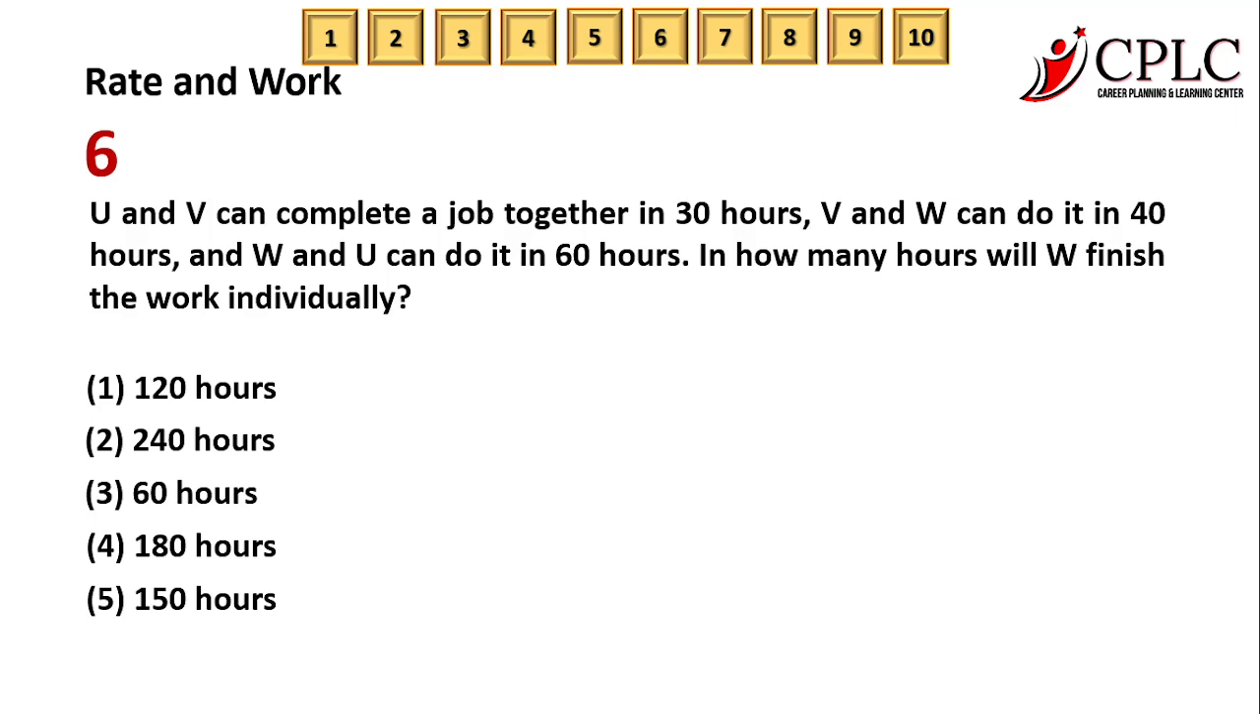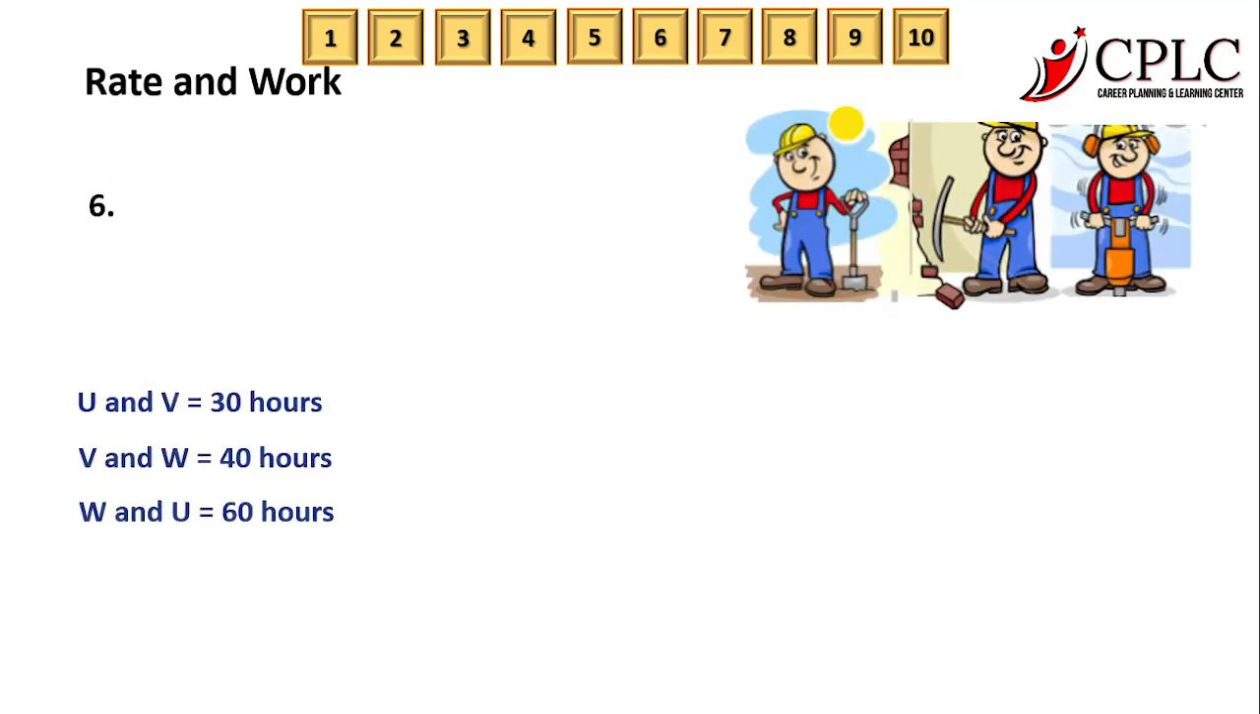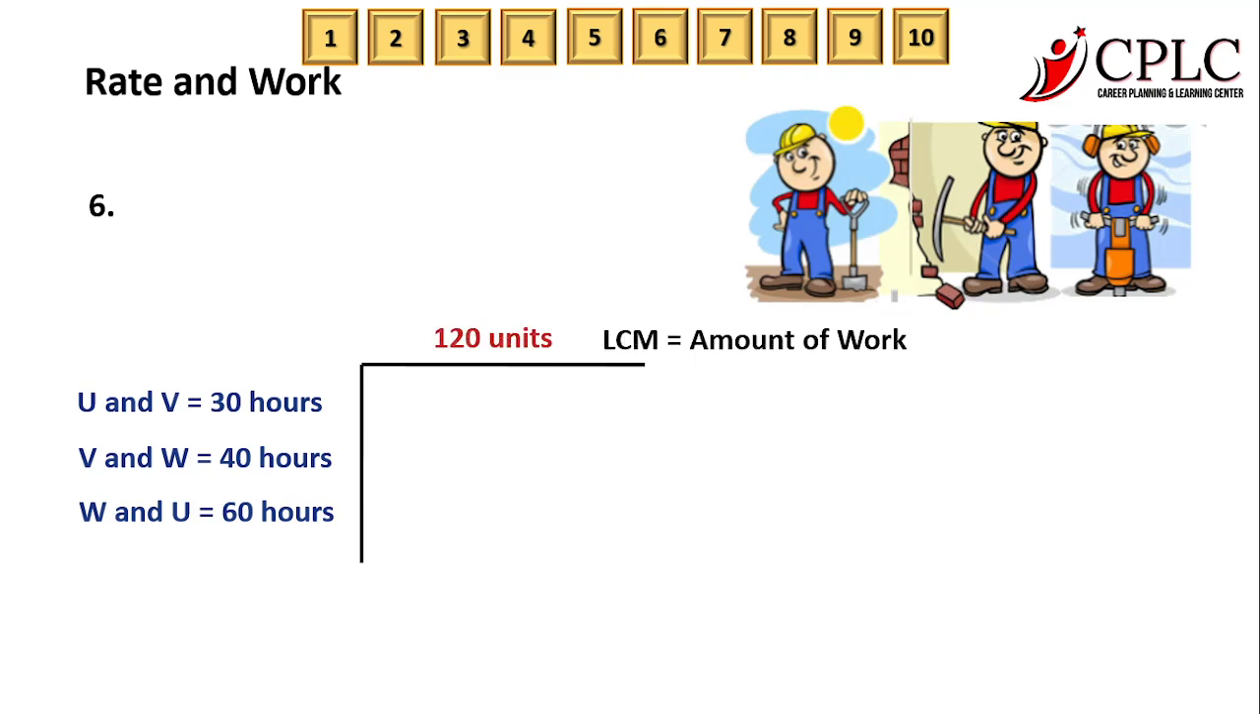So a different variety again. So far we have seen only single people working. Right now they are working in pairs. So that's how you first understand that it's a different type. But the calculation and the thought process will remain the same because we have to find out W alone's time. So let's do the initial working again. So U and V take 30 hours, V and W 40 hours, W and U 60 hours. They are doing the same work, so the total work should be the same for all of them, which should be the LCM of 30, 40, 60, which is 120 as usual. And then let's find out the efficiencies.